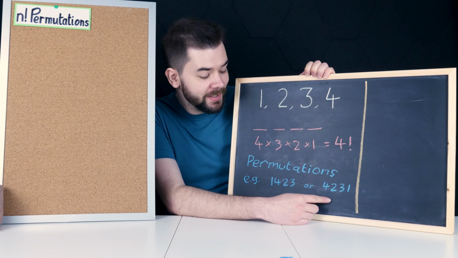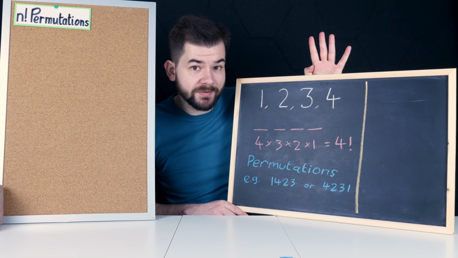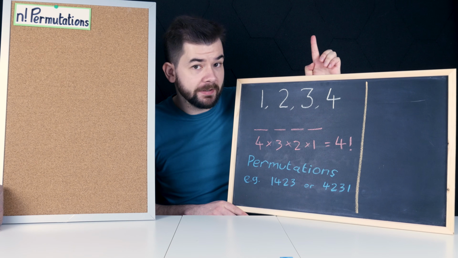Think of each permutation as a set of instructions for how to play the finger game. So 4, 2, 3, 1 is saying finger 4, finger 2, finger 3, finger 1.